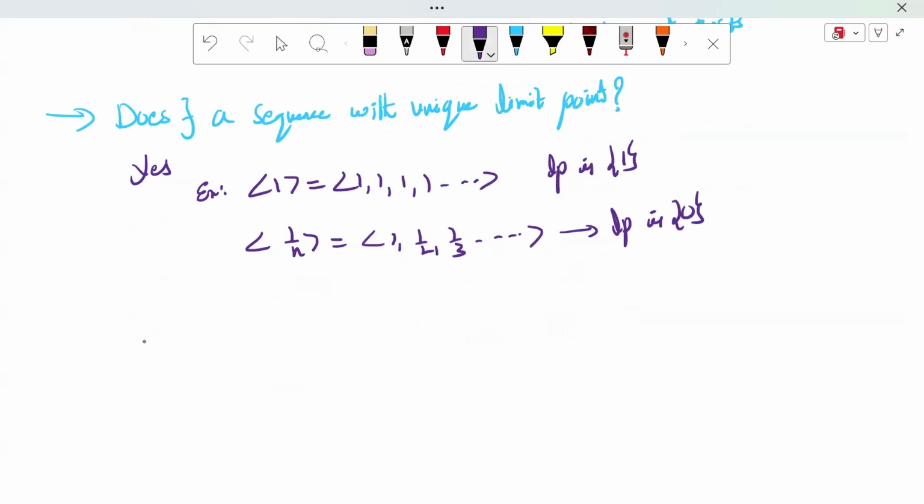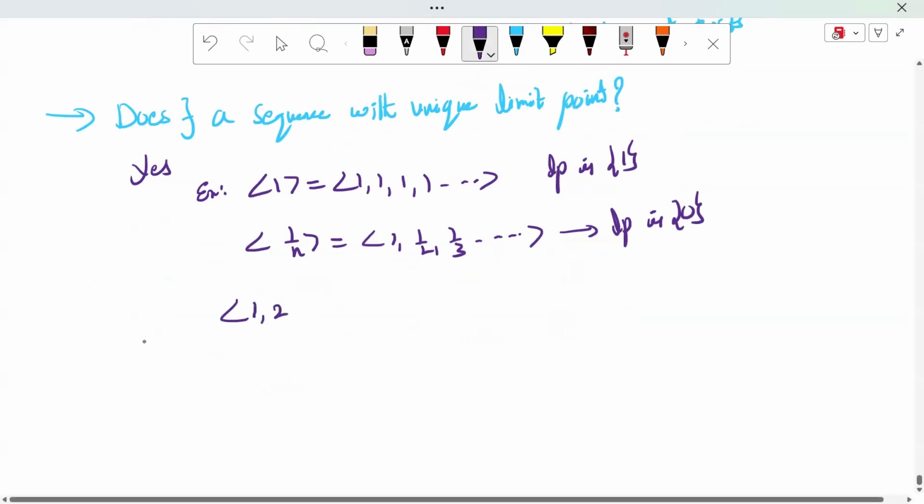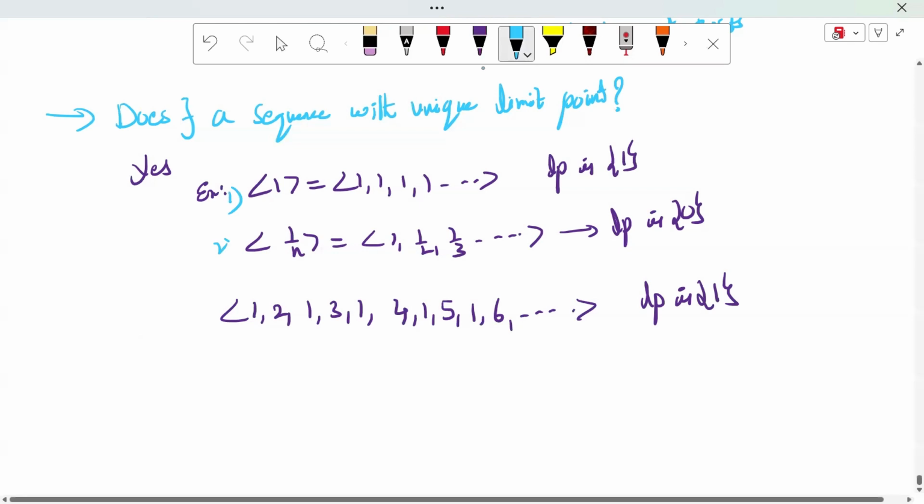Next, sir. Third example. The sequence 1, 2, 1, 3, 1, 4, 1, 5, 1, 6, and so on. What is the limit point here, sir? The limit point is the term repeated infinitely many times, sir. That is 1. So 1 is the limit point, the unique limit point. This is example number 1, 2, 3.